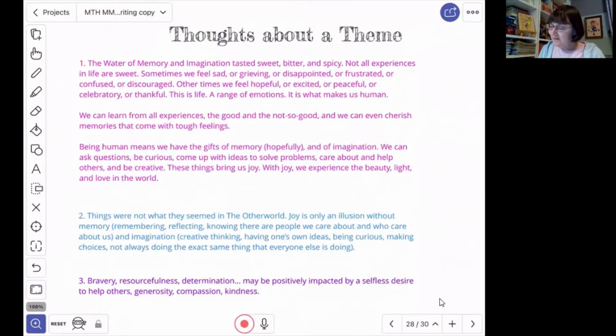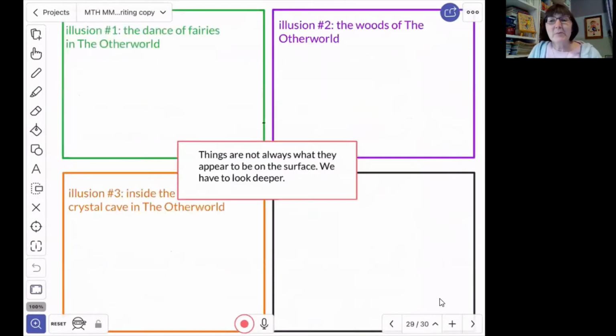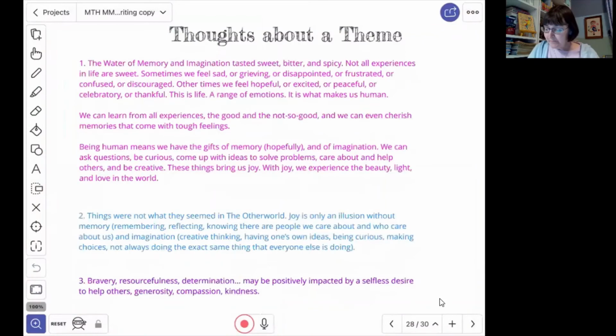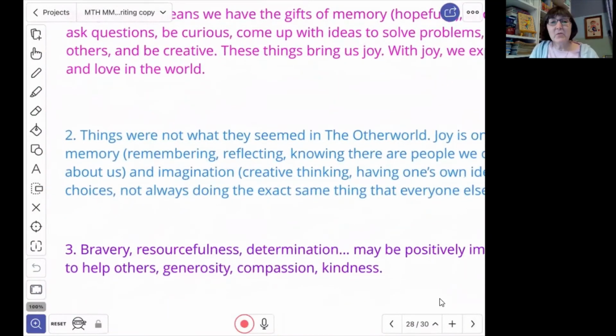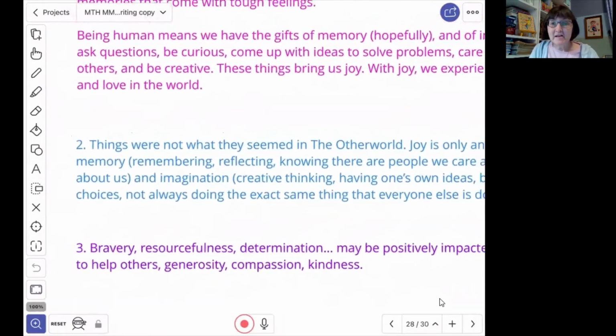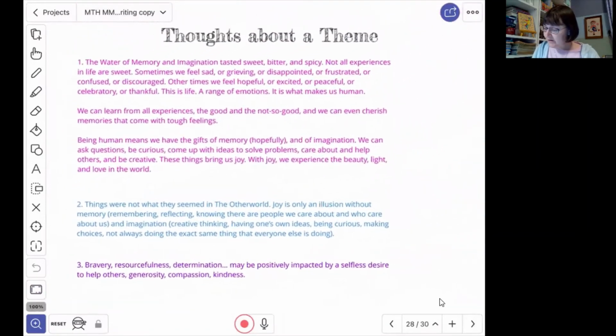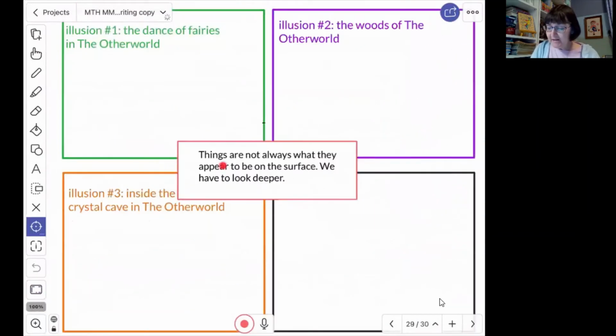So to plan my writing for theme, I take my graphic organizer, my Foursquare, and I needed to pick one of these. And I decided that I was going to do number 2, that things were not what they seemed in the other world. So here in the middle, I said, things are not always what they appear to be on the surface. We have to look deeper.